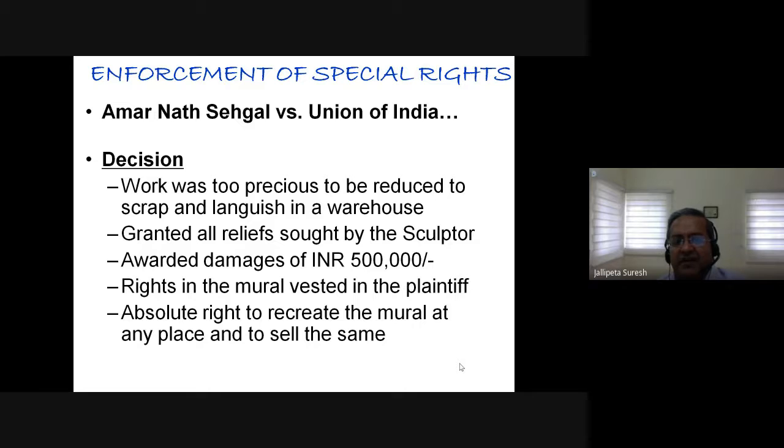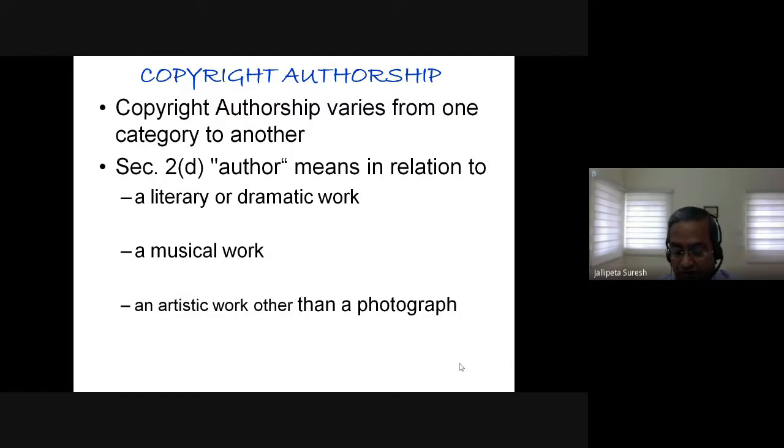However, Amarnath Sehgal did not take the damages because he was a very well-known sculptor. His fight was for his goodwill and reputation, probably not for money. He refused to take that money, but nevertheless, he took his copyright back.